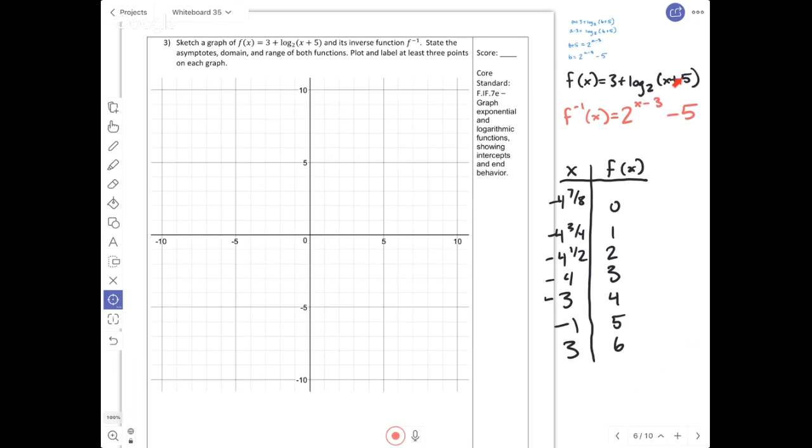Log base 2 of 2 would be 1. 3 plus 1 would make 4. So when you plug in negative 3 to the original function, you would get 4. If you plugged in negative 1 to the original, negative 1 plus 5 would be 4. Log base 2 of 4 is 2. 3 plus 2 is 5. But it was much easier to work with these ones, plug them in here, and get these ones.